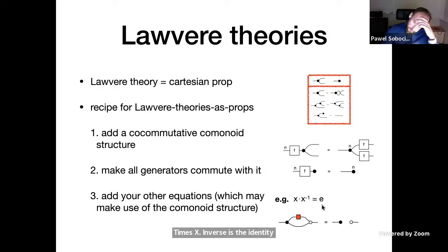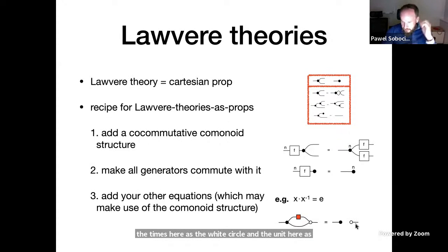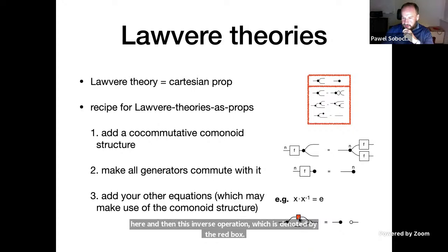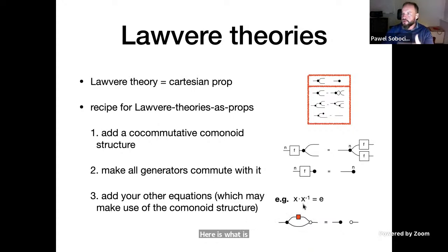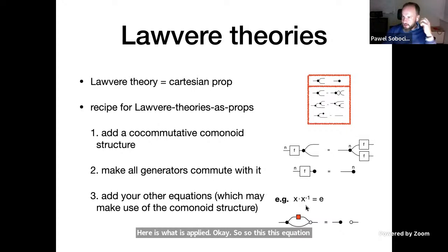Okay, so let's say that we've chosen to represent the times here as the white circle, and the unit here as the unit for the structure. Then this equation actually has x appearing twice, so this variable x has to be explicitly copied here, and then this inverse operation, which is denoted by the red box here, is applied. Okay, so this equation actually makes use of this Cartesian structure, this commutative comonoid structure that we have around.